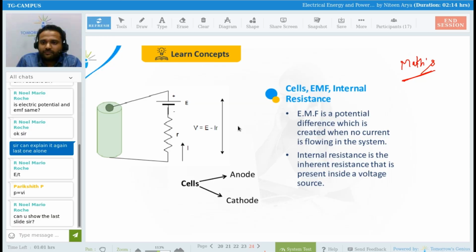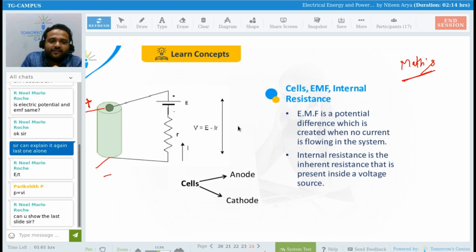Okay. So this is cells and EMF. What is a cell? You know, a single potential or a battery. Not battery, a simple electric cell. A cell is an instrument in which chemical energy is going to be converted into electrical energy. This is what a cell looks like. You can say a power cell, or the cells which you use in your remotes or in your clocks.